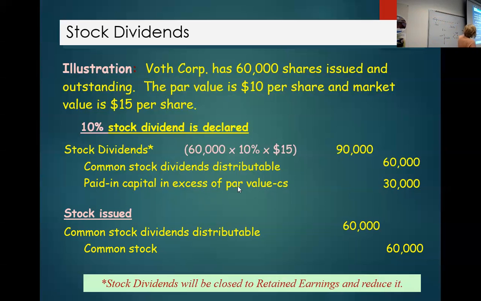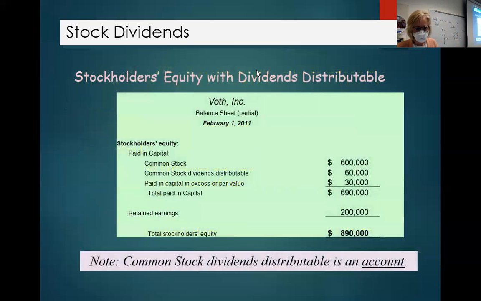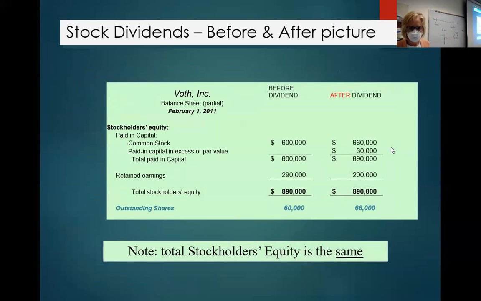So stock dividends, just like cash dividends, are closed to retained earnings at the end of the year or the end of the month. Okay. And that's different from stock splits. Stock splits don't touch retained earnings. And at the bottom of your page, you see this graph, before the dividend, after the dividend. You can see the total is still 890,000, but we have more outstanding shares. And remember, it's a small dividend, so it doesn't affect par value.